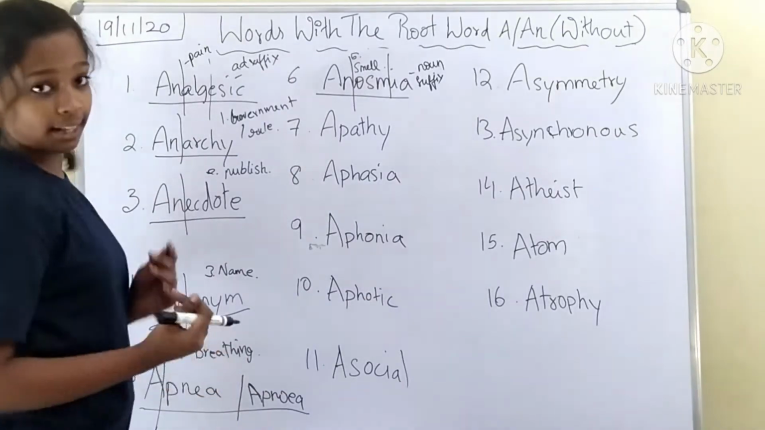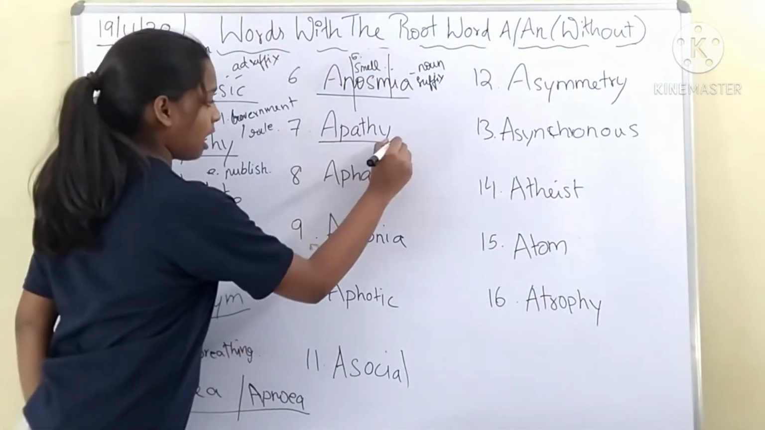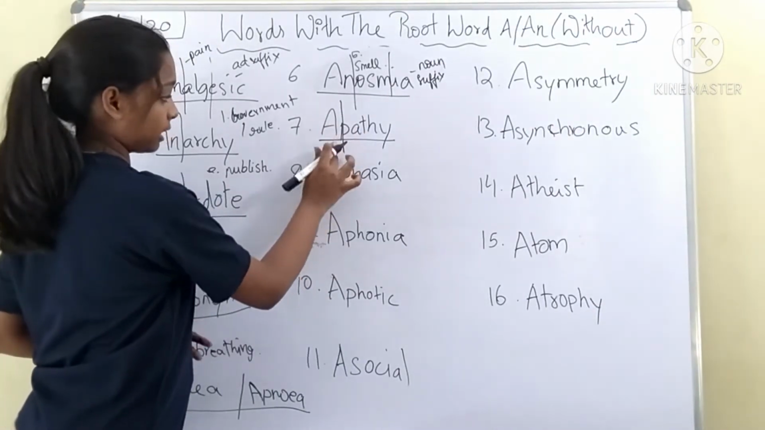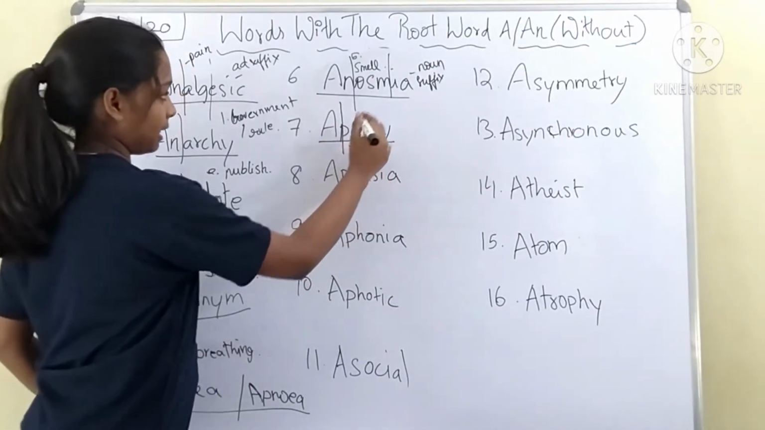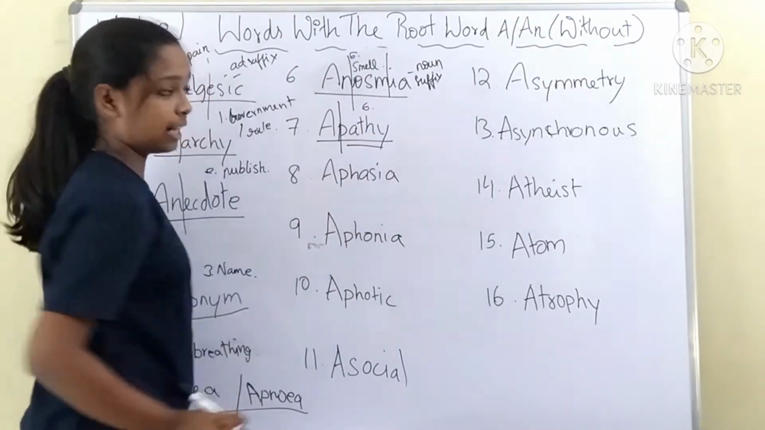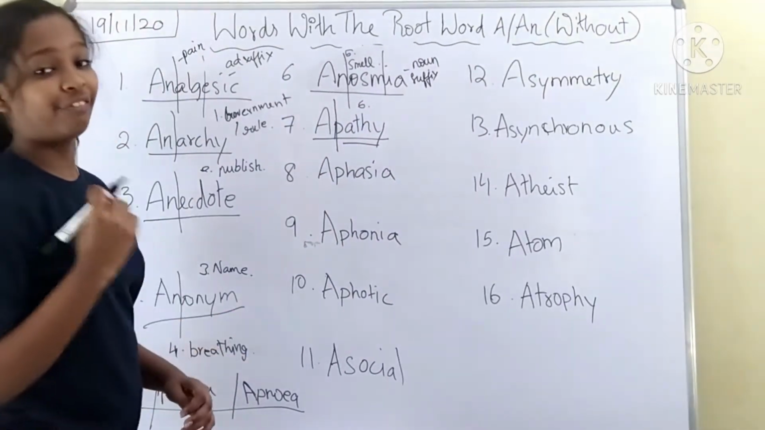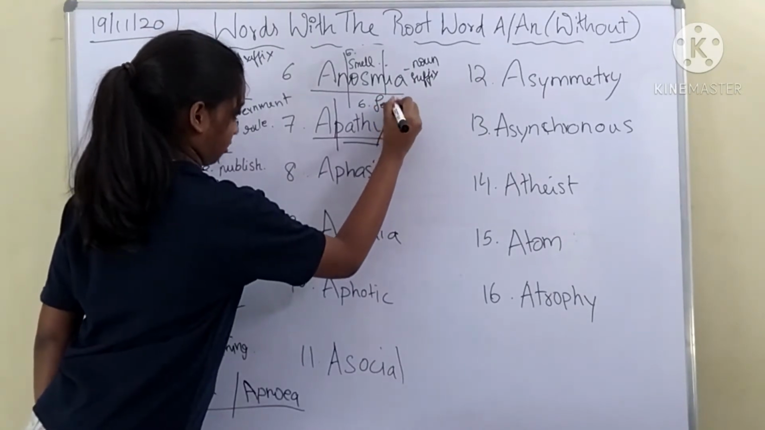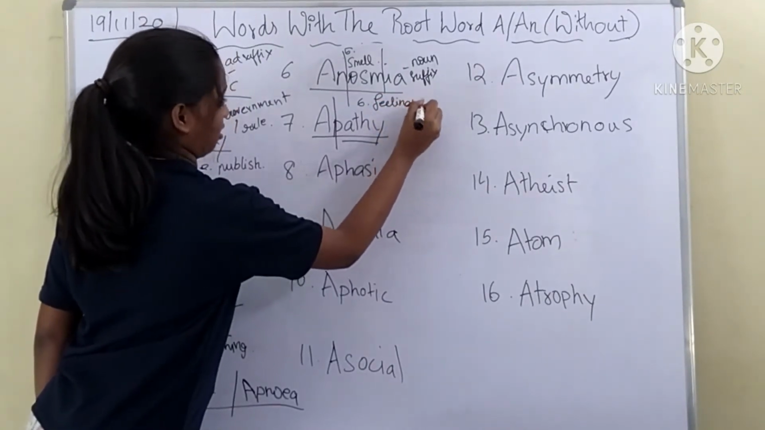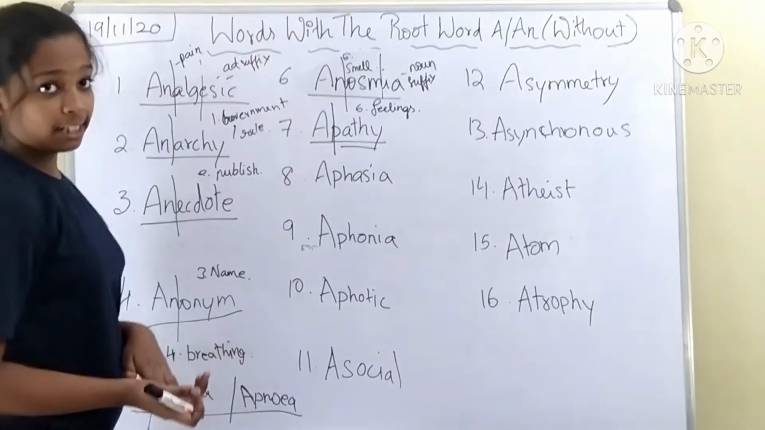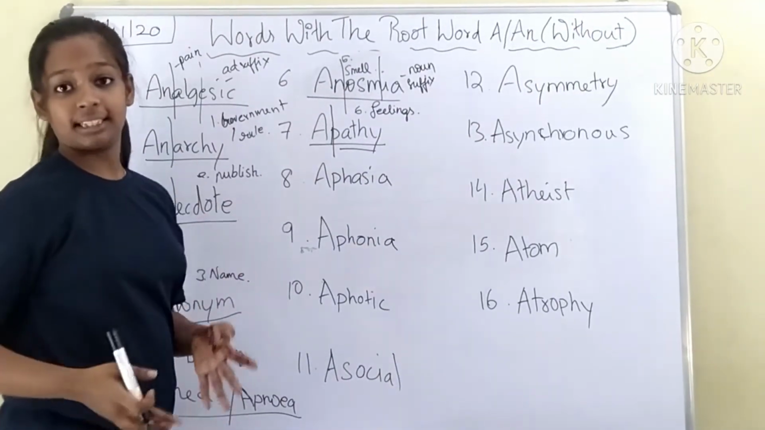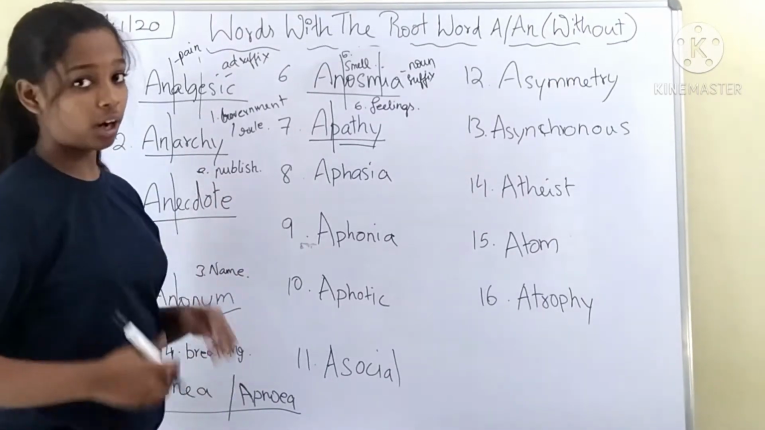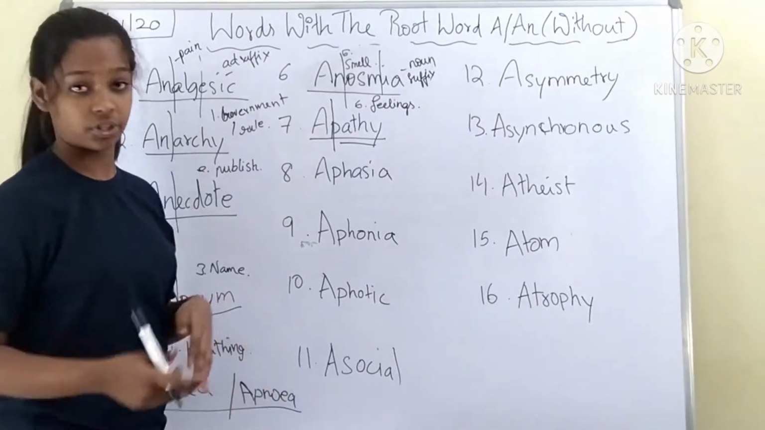The next word is apathy. Apathy has 2 root words in it. A means without, pathy. Pathy is the 6th new root word. Pathy means feelings. The word means without feelings, absence of feelings. So the word apathy means not having any feelings or emotions.